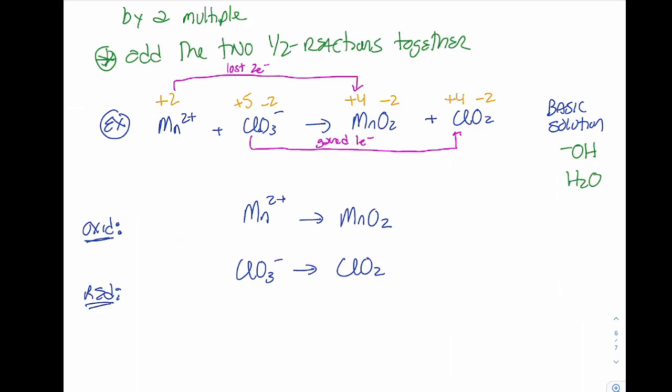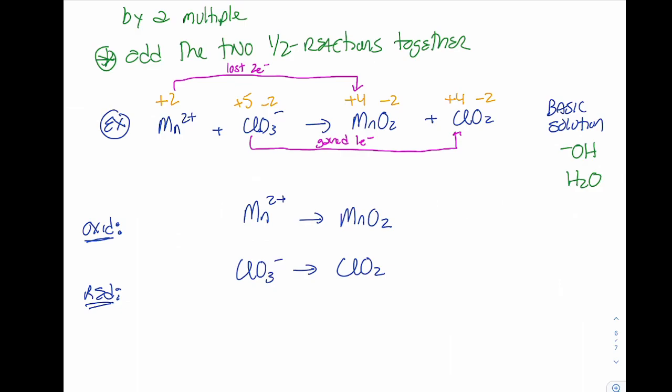And because we're in basic solution, we're going to add hydroxide ions and water. And this is often a little bit more difficult than acidic solutions, because with acidic solutions, you can balance the oxygen by adding water and then balance the hydrogen by adding protons. Here, you add oxygen in both of these, right? When I add this, I'm going to add oxygen. When I add this, I'm going to add oxygen. So if I look at this one, where do I even start, right? If I put water over here, I'm adding oxygen. If I put hydroxide over here, I'm adding oxygen.